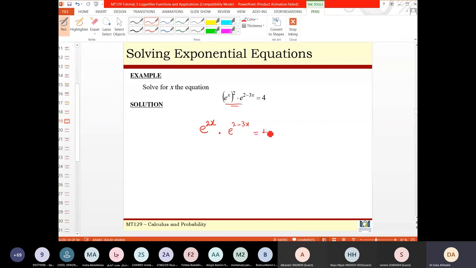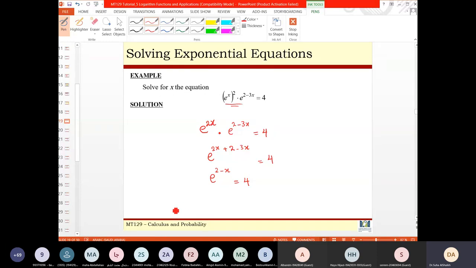This equals 4. Now I have multiplication with the same base. What should I do with the power? We add. Excellent. So we add the power. This is 2x plus 2 minus 3x, equal to 4. Now I add the power. This will be minus x, or I can just write it like 2 minus x equal to 4.